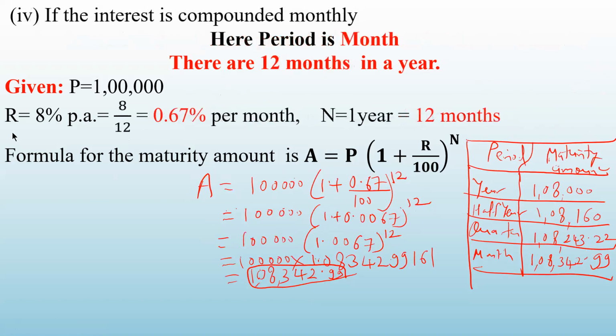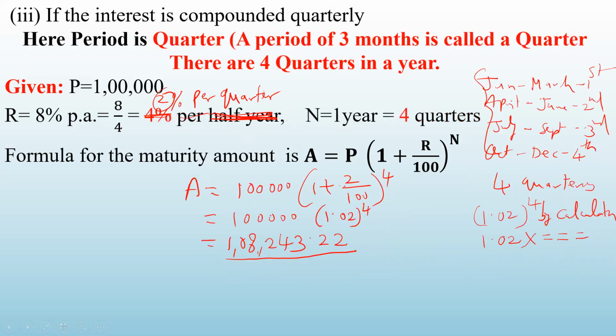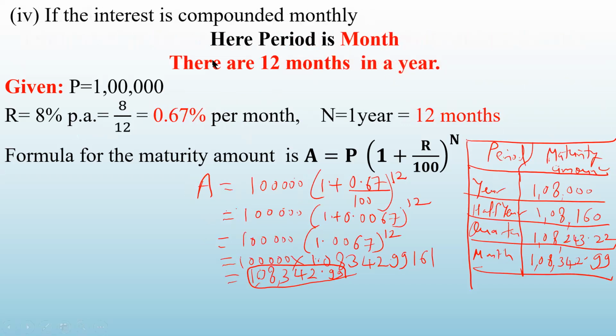And if it is month, then you have to divide the rate of interest by 12 to convert it from per annum to per month. Similarly, you have to convert 1 year into months because your period is month. So 1 year is equivalent to 12 months, and then apply the same formula. Okay. So this completes our problem. We have noticed here, the conclusion is, the more frequently the interest is compounded, the more will be the accumulated value or the maturity amount.